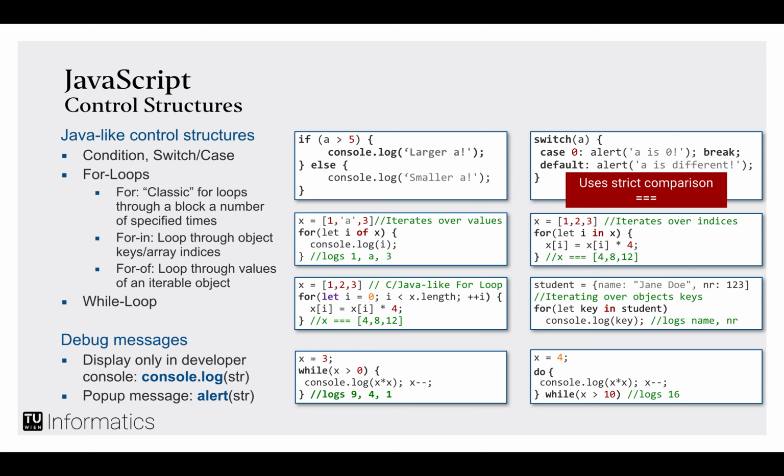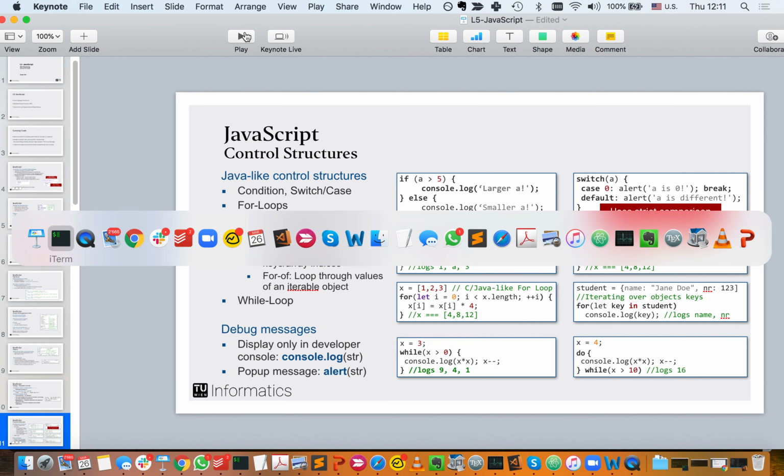What I've also shown in this slide is debug messages. So if you want to debug certain things, especially in your browser, you can use this thing called console.log, and then it will print on your console. And if you use alert, it will actually alert in the browser. So let me show you an example of this.